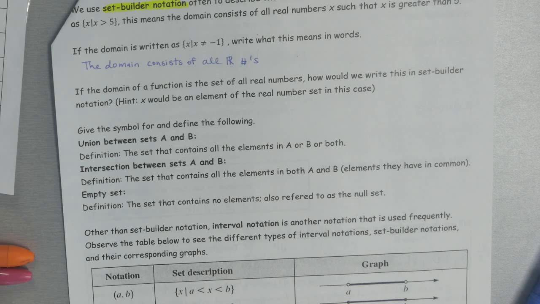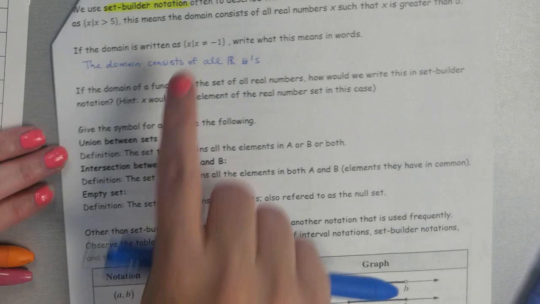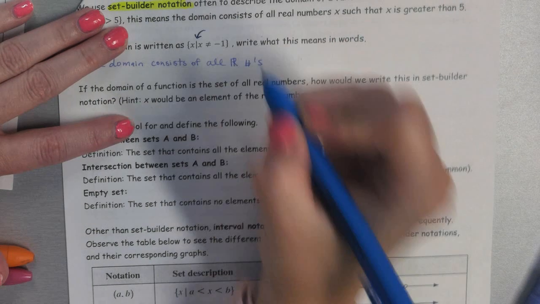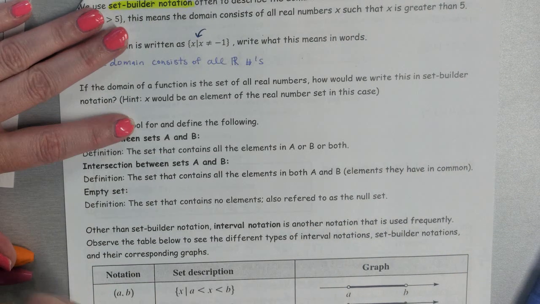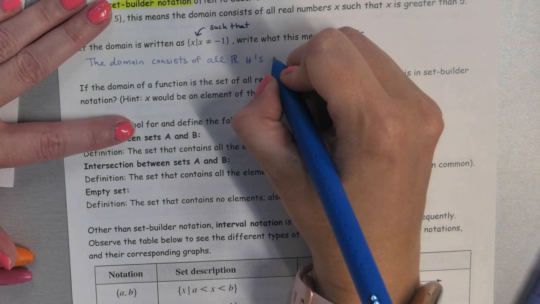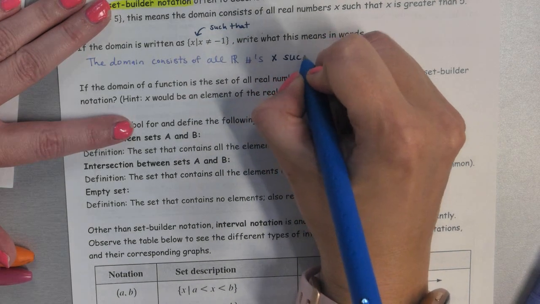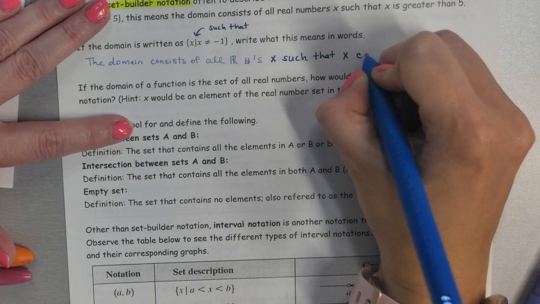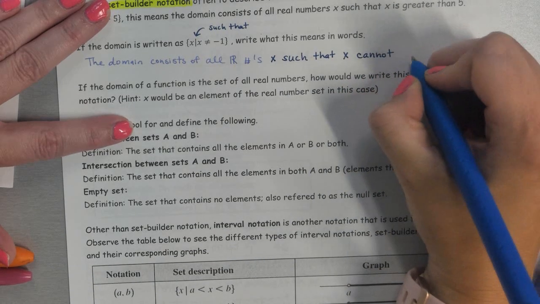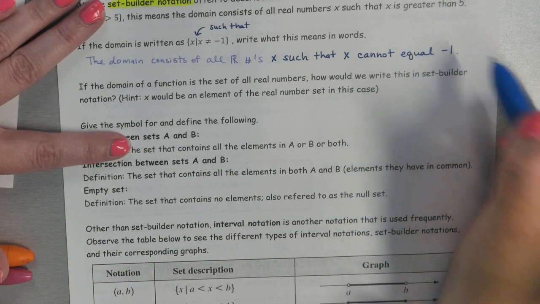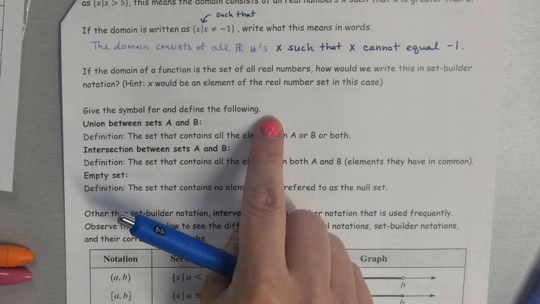Okay, what do we think? The domain consists of all real numbers, what? All real numbers, x. Remember what this symbol means? I heard you guys talking about it. What did you say? Such that, right? Okay, so this means it consists of all real numbers, x, such that x cannot do what? Cannot equal negative 1. Okay.